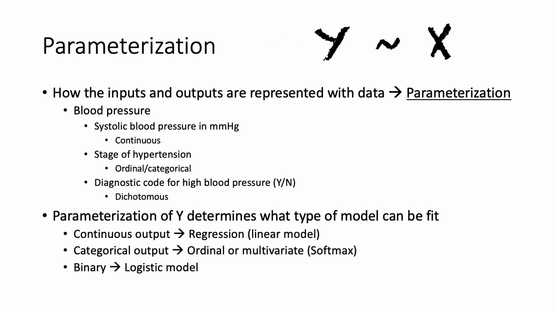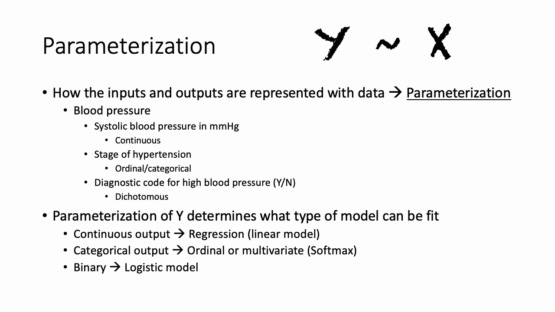Now, this idea of how do we represent these inputs, how's the information represented with data, or how do we determine the data type, is something called the parameterization. And this is a really important idea in modeling because ultimately this is what determines what types of models we can use. For example, for systolic blood pressure, I can measure this in millimeters of mercury as a continuous measure. I can measure this as stages of hypertension, in which case it's an ordinal categorical variable. I can encode it as a diagnostic code for high blood pressure as a yes/no dichotomous variable. Again, it's the same entity, blood pressure, but we're representing it in different ways.